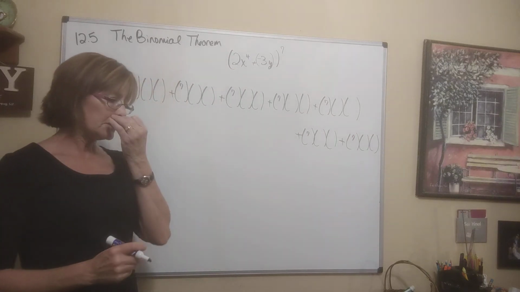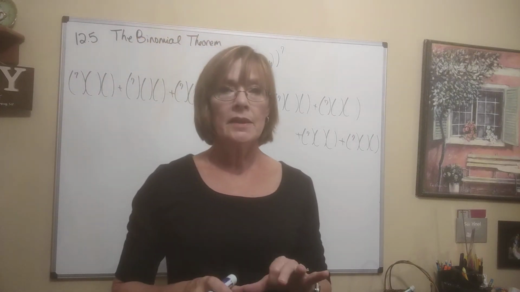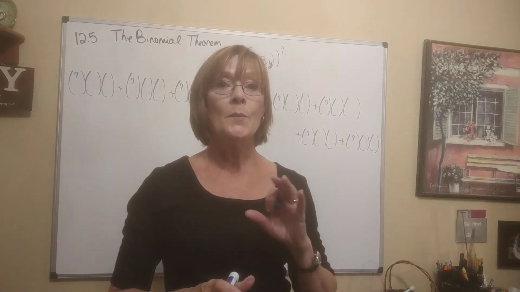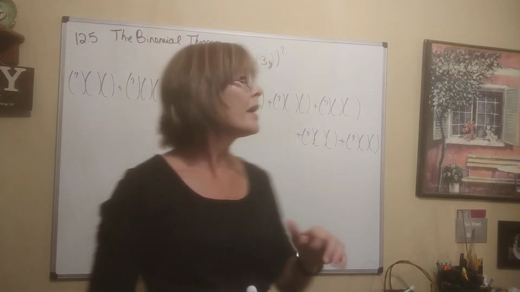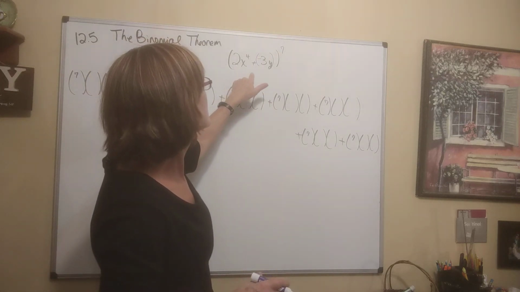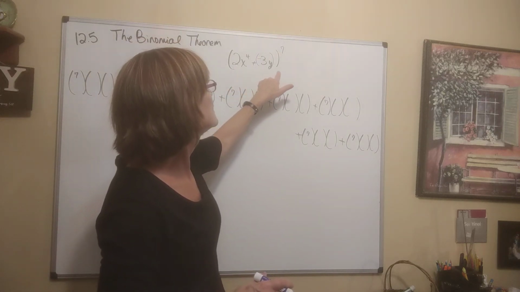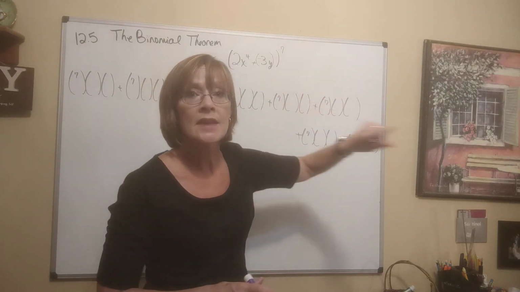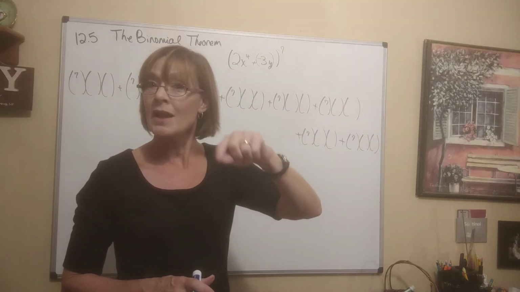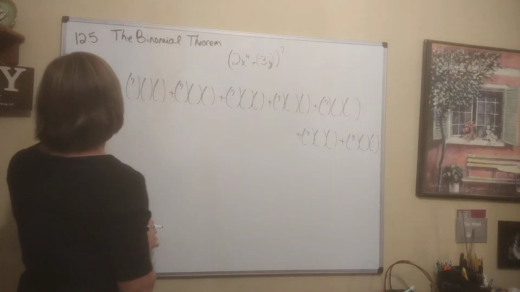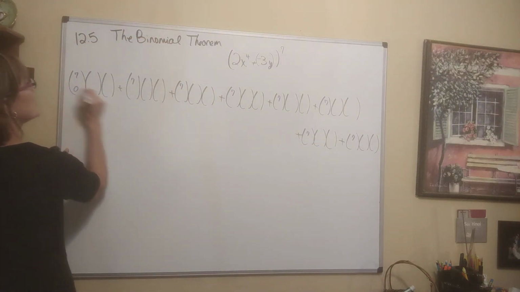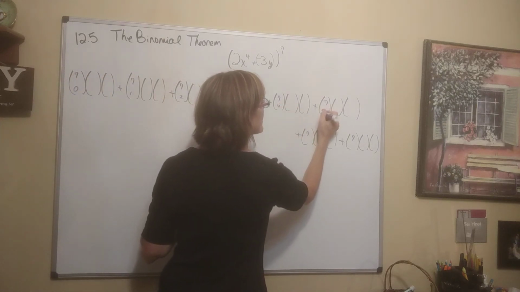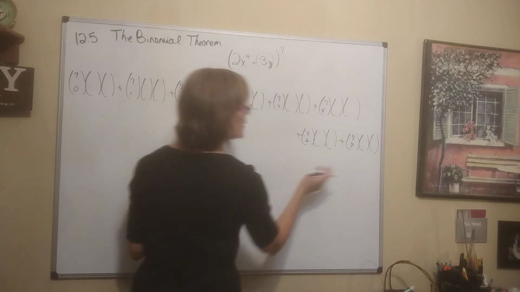Now, you might think this takes a long time, but this doesn't take any time at all compared to if you had to take 2x to the fourth minus 3y times 2x to the fourth minus 3y times 2x to the fourth minus 3y seven times. That would be kind of a nightmare. So this is not bad. This is really handy. This is 0, and this is 1, 2, 3, 4, 5, 6, 7, okay?